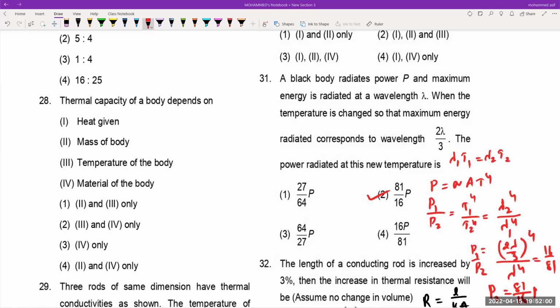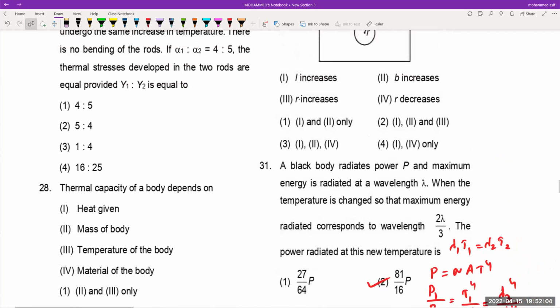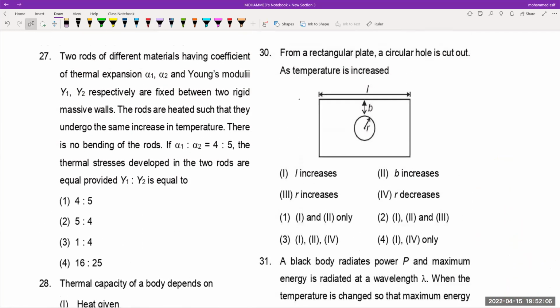ठीक है, चलो, ये तो सभी लोग रहे होंगे. 30th question. For a rectangular plate, circular hole is being cut out. As the temperature is increased, you know that all of them will be increasing. 1 will increase, B will increase, R will increase, R decrease बोल रहे नहीं होगा, तो 1, 2 and 3 will be the answer for this one.